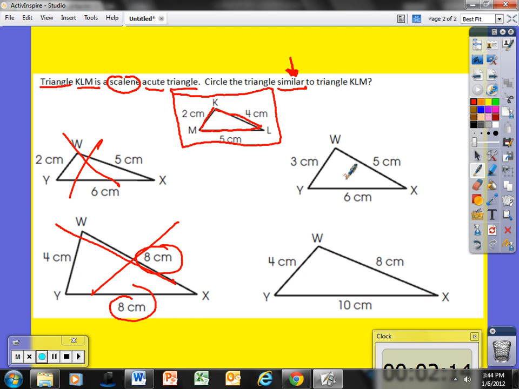So it makes sense, I guess. If I go here, now this is increased by 2. This is increased by 2. This is increased by 2. So it's similar because the dimensions are the same. I'm just doubling each one.